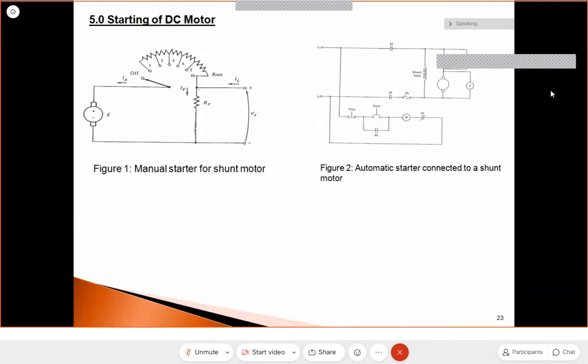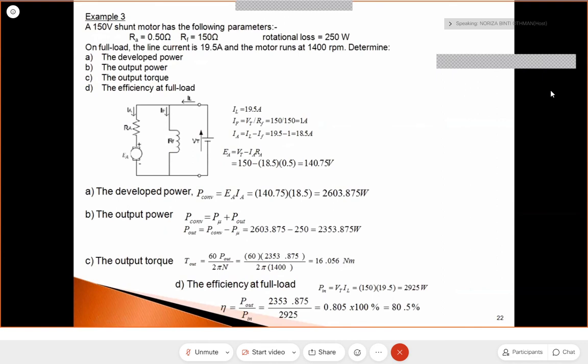Okay, boleh tak? Boleh? So ini kalau shunt motor lah. So kalau shunt generator, you draw the equivalent circuit of shunt generator and then dapatkan dia punya equation untuk EG dia lah. Generator EG.